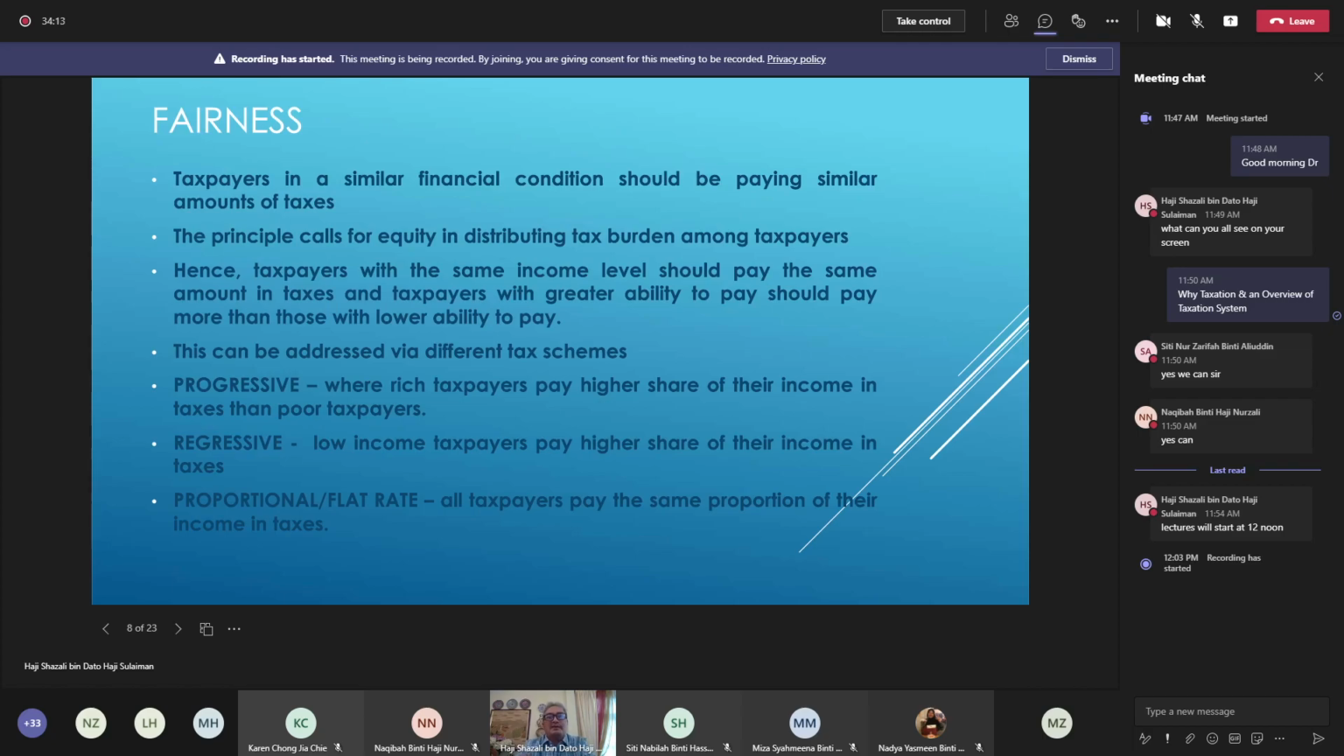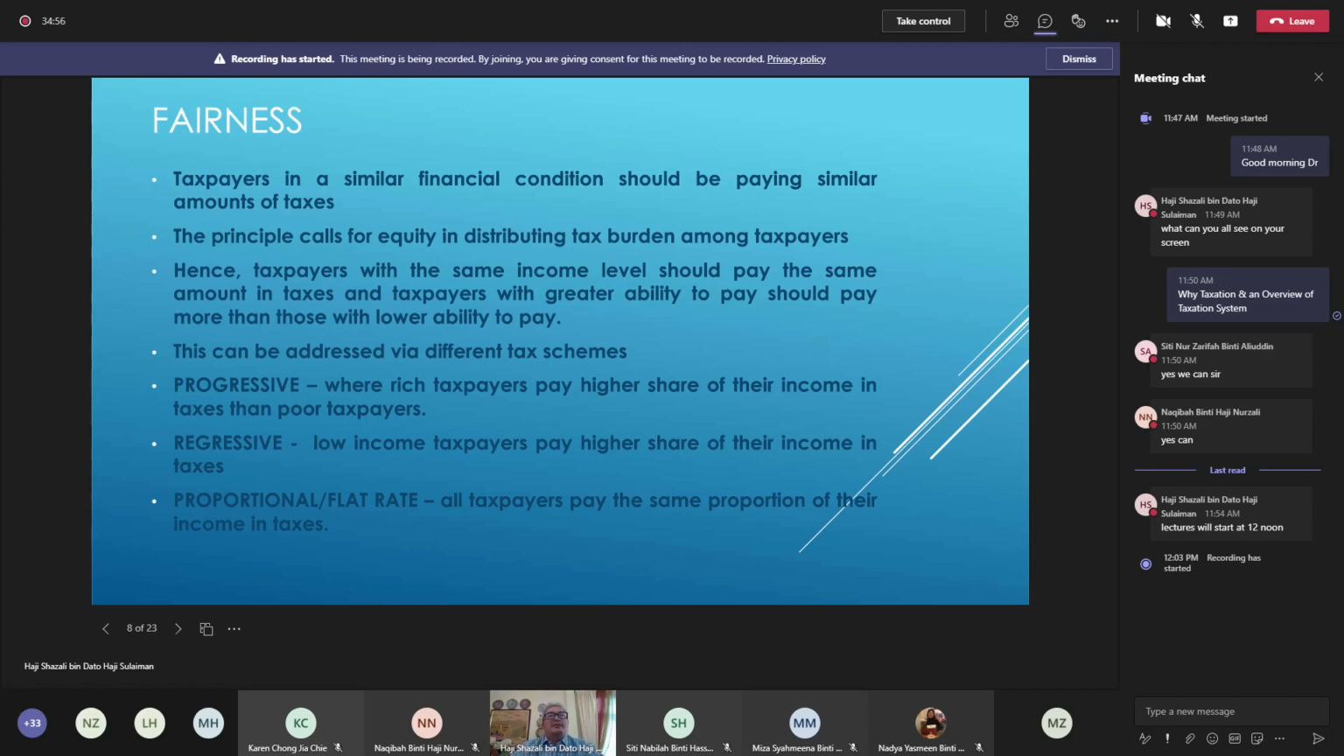Okay, so what is fairness? Taxpayers in a similar financial condition should be paying similar amounts of taxes. So if my salary is 5,000 a month, another person is 5,000 a month, you know, we all have two children, and all the facts are the same. We should be paying exactly the same tax. I cannot be paying a higher tax than him or her. Yeah, that means there's something wrong with the taxation system. So there should be a neutrality in terms of the tax system, that people of equal level should be paying the same amount of tax.